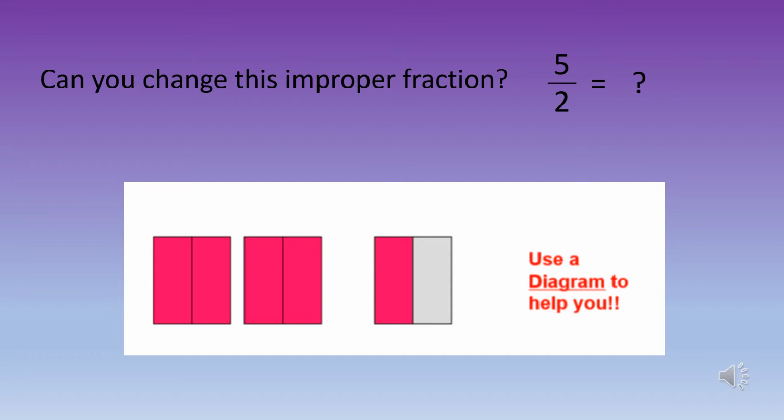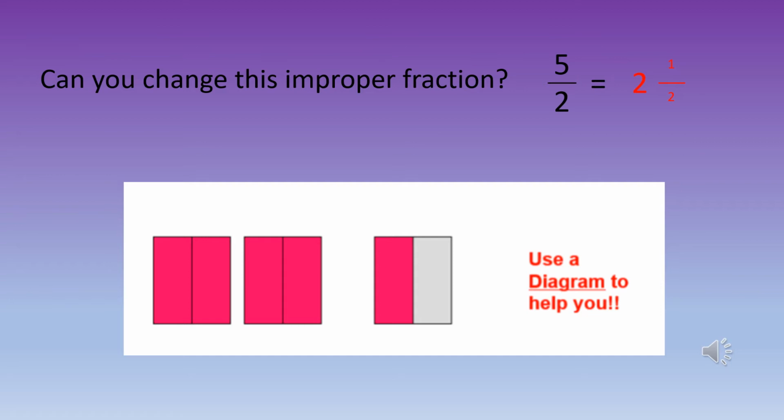Pause the video again and have a go at changing this improper fraction into a mixed number fraction. Don't forget to use the diagram to help you. So the answer is 2 and 1/2. Let's look at the diagram and work out how we got to 2 and 1/2.